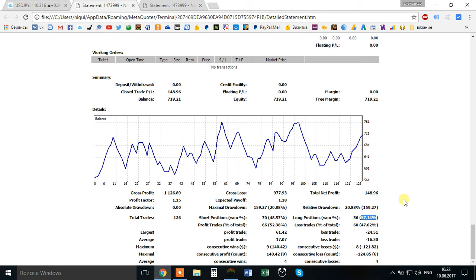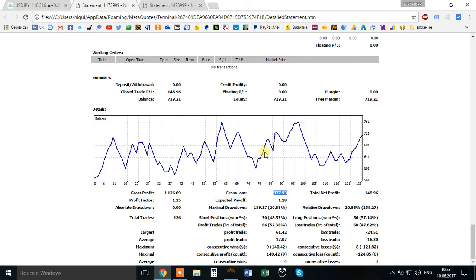Okay, what is next? These are some minor statistical data. Profit factor is the number 1.15. This means how much my total gross profit outweighs the total loss. So if this is above 1, this means I am generating money. If this is less than 1, then this means I am losing money. Okay, so this is the statement.